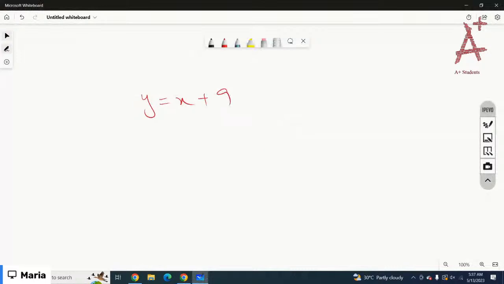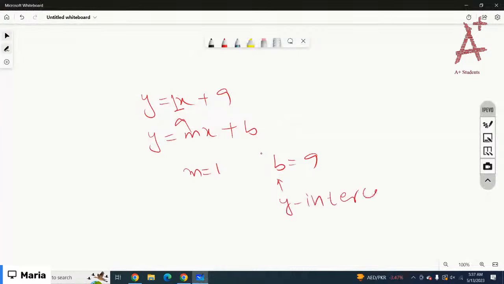You have to compare this equation to the general slope intercept form, that would be y equals mx plus b. So here you have m equals 1 and b equals 9. b is the y-intercept. So you have the slope that is 1 and you have the y-intercept that is 9.